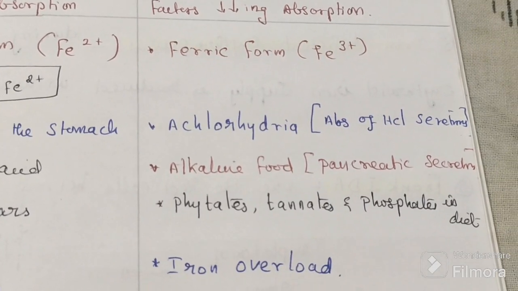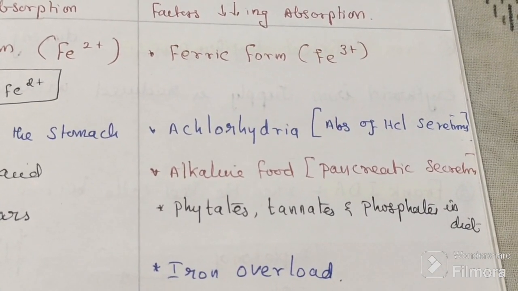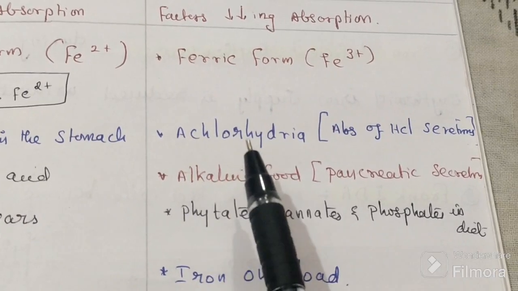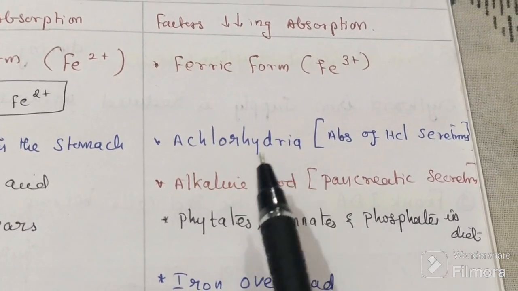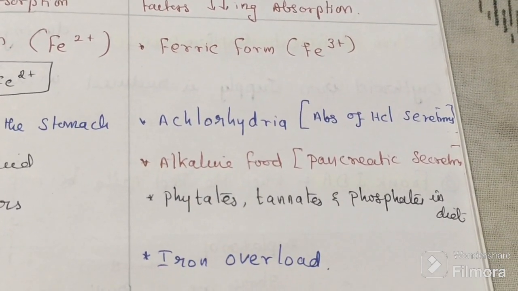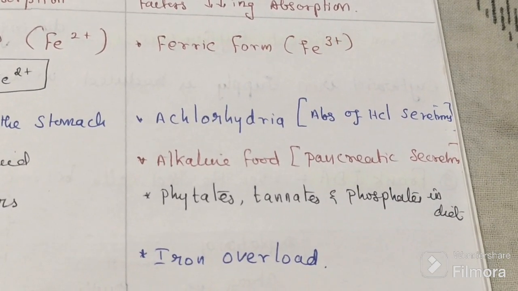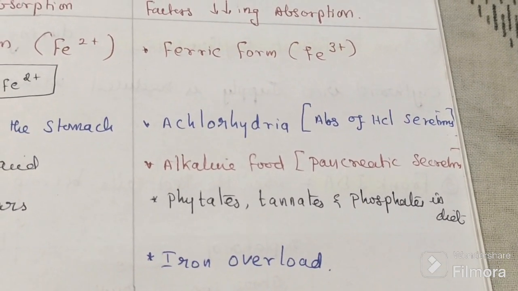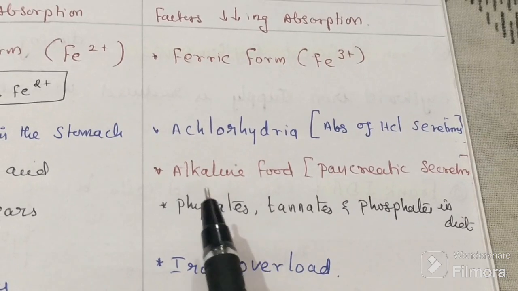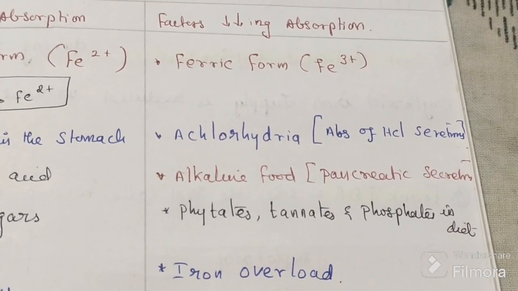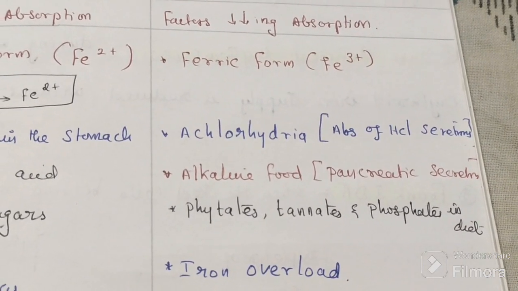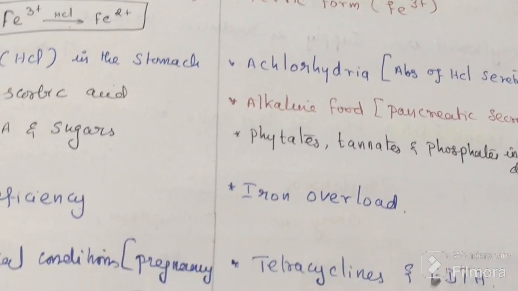Then the decreasing factors: alkaline food, phytates, tannates, and phosphate in the diet. These are the factors that decrease absorption. Alkaline food and pancreatic secretion decrease iron absorption.